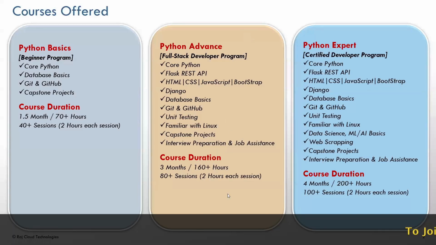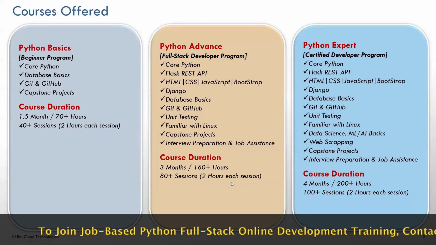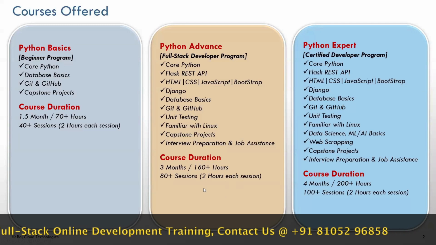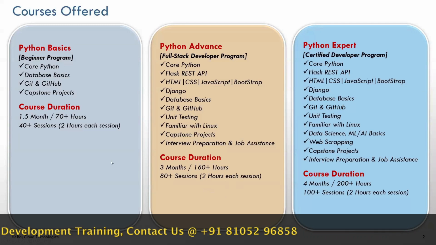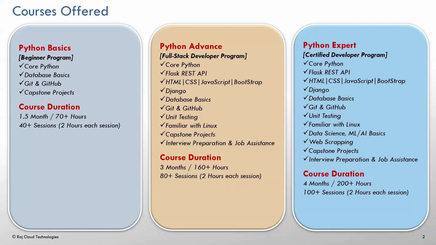The Python advanced course will span around 3 months, with around 160 plus hours of learning. We have around 80 plus sessions, and each session goes around 2 hours, mostly from 1.5 hours minimum to around 2 hours, not more than that.